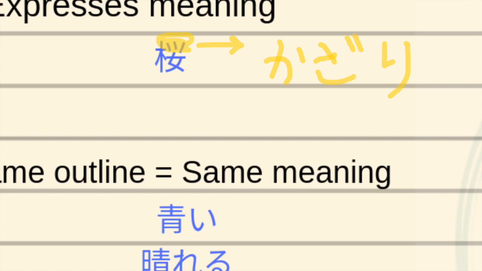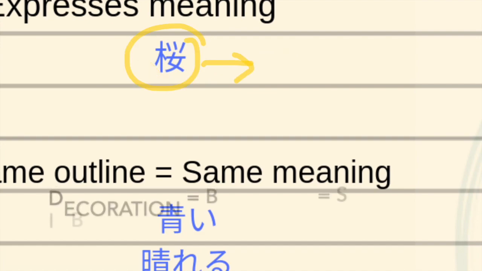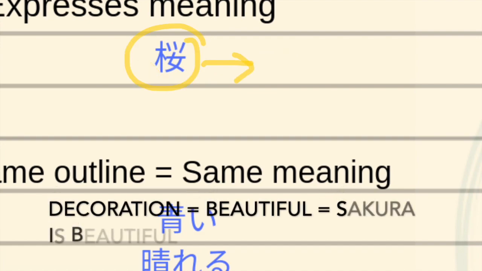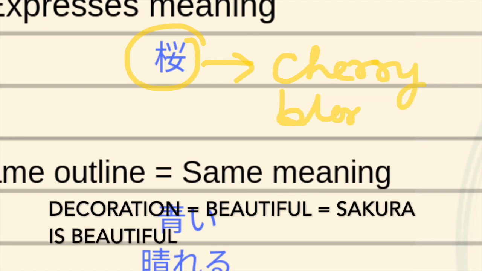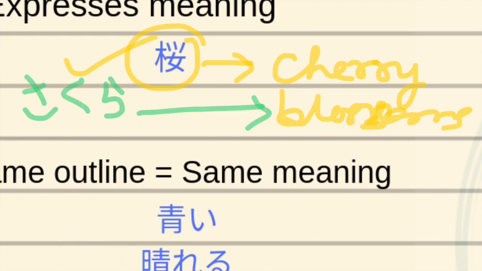So let us imagine a Japanese woman with a crown, standing near the tree, which means it is beautiful, and cherry blossoms are beautiful. So this kanji expresses the meaning of cherry blossom, or sakura. So this is how we can know the meaning of the kanji.